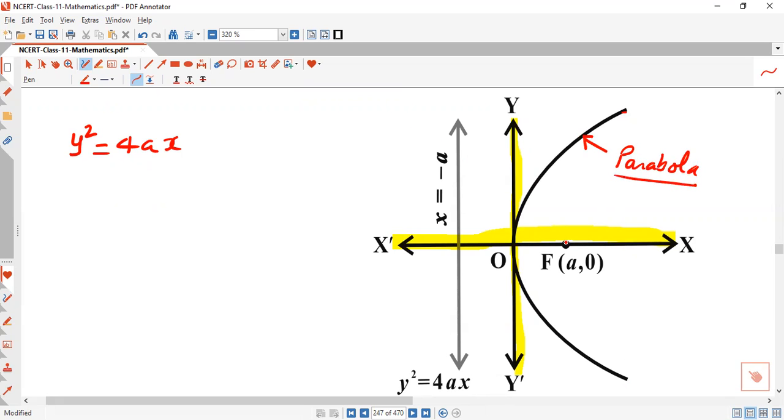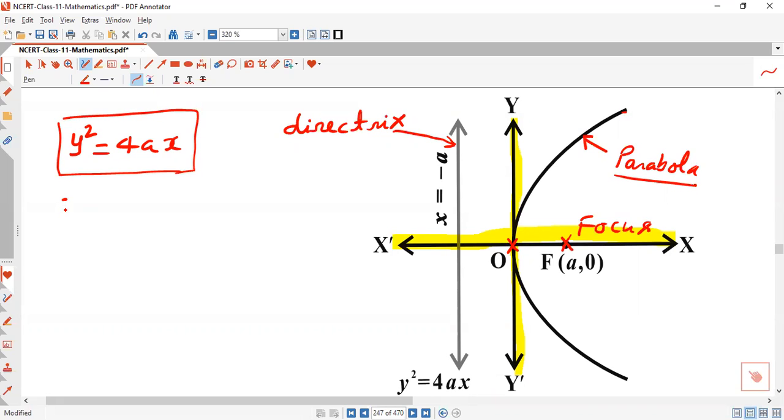And this one is given to you. This is the focus of this parabola. And this line you are watching is the directrix of the parabola. At this point, O. So look here, this is y square equal to 4ax. This is the standard equation of a parabola.